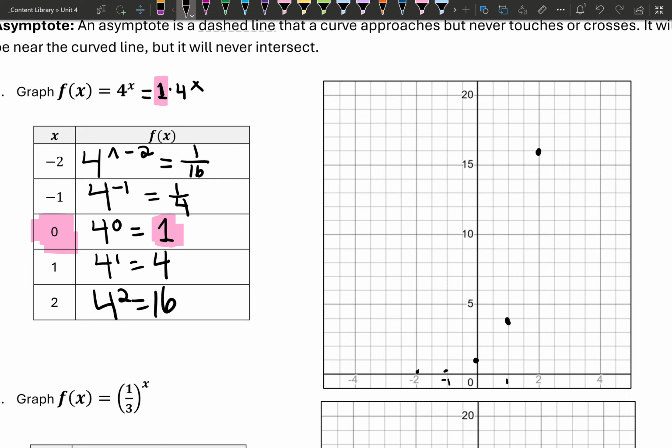Let's connect that. Now we have an asymptote at y equals 0. That means we're going to flatten out.